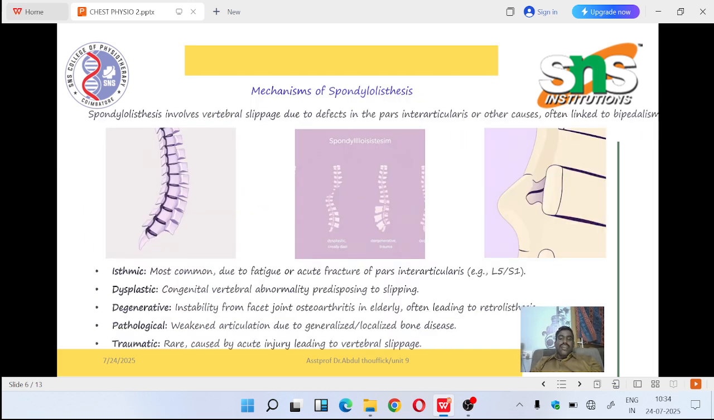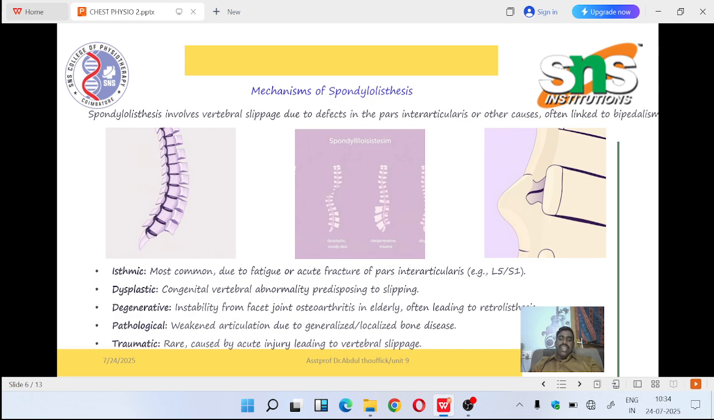What are the mechanisms of spondylolisthesis? Types of spondylolisthesis: isthmic, dysplastic, degenerative, pathologic, and traumatic. Isthmic is the most common, due to defects in the pars interarticularis. Dysplastic is due to congenital vertebral abnormalities. Degenerative is due to facet joint osteoarthritis in the elderly. Pathologic may occur due to bone disease, like TB spine. Traumatic means an acute injury.